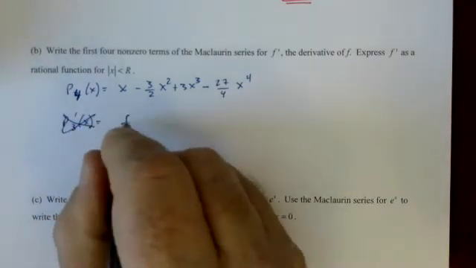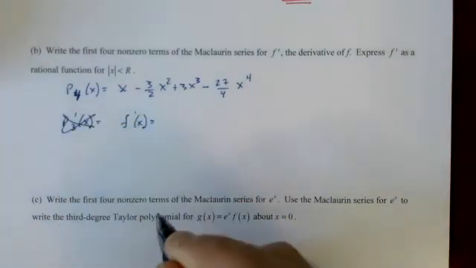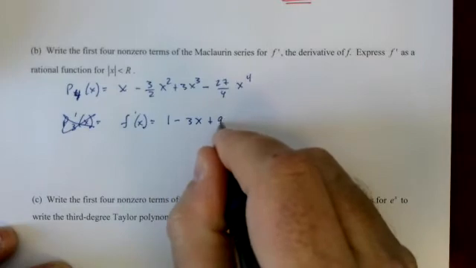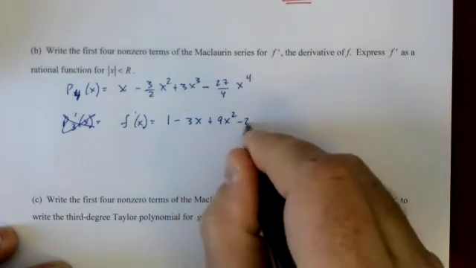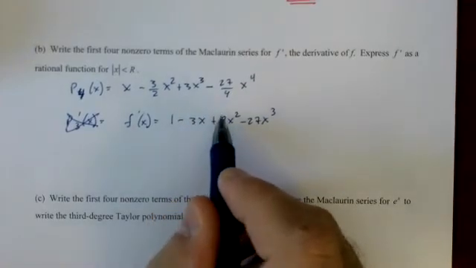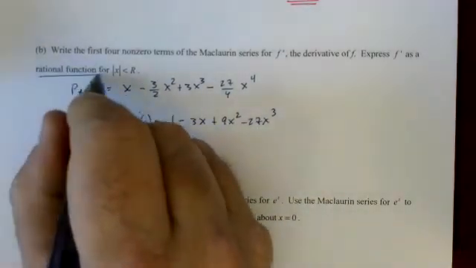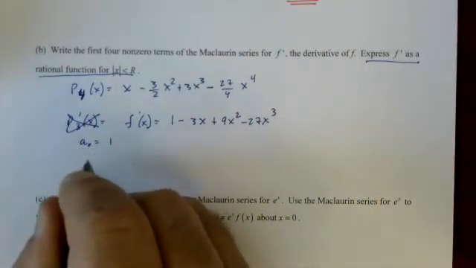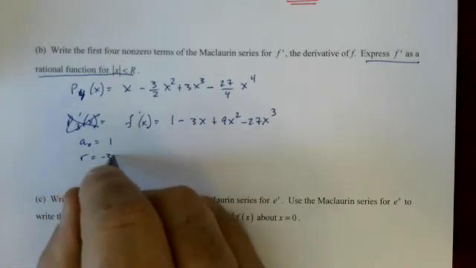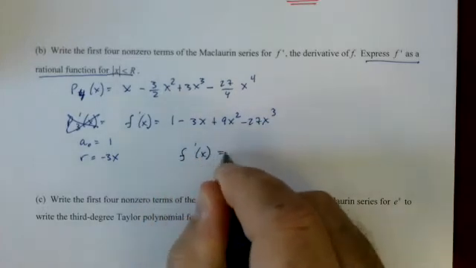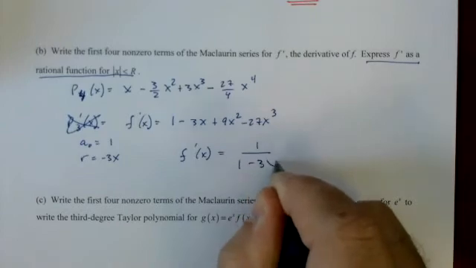Let's do what they say. f prime of x is 1 minus 3x plus 9x squared minus 27x to the third. So let's see, this is geometric, multiplying by -3 every time. Every time they say as a rational function, that means it's geometric. The first term is 1, and the r value is -3x. So f prime of x is 1 over 1 plus 3x.